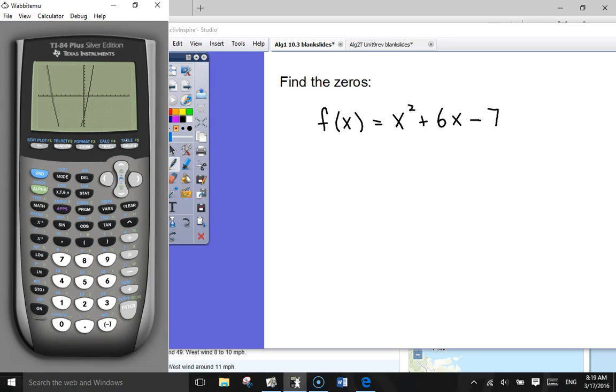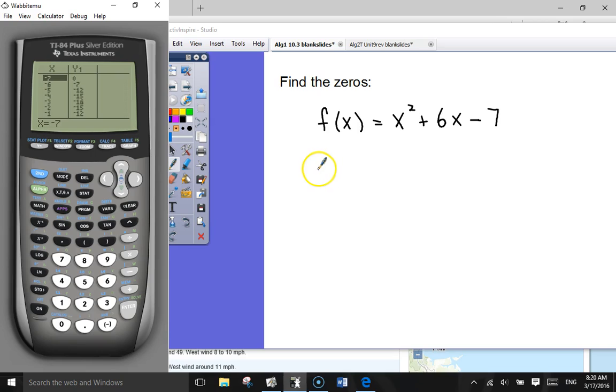How could you make sure? Go to the table. So definitely at x equals 1, y equals 0. So there's one answer. And at x equals -7, y equals 0. So your two answers are -7 and 1.